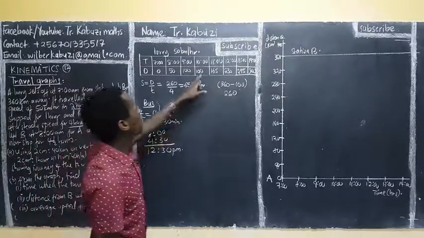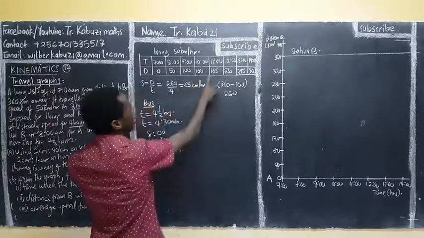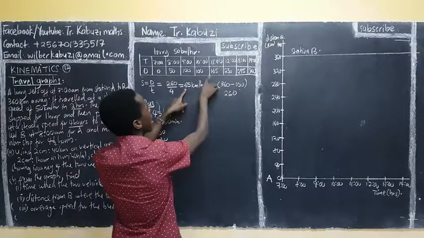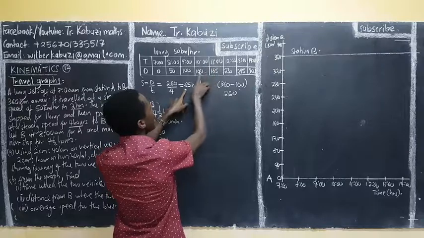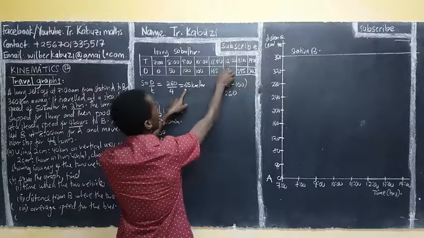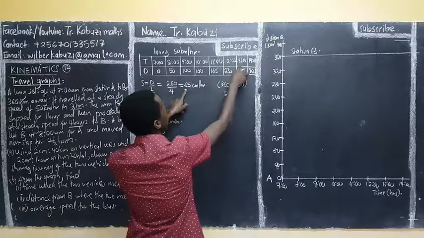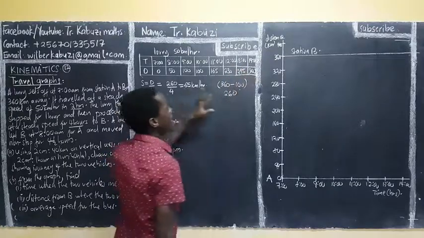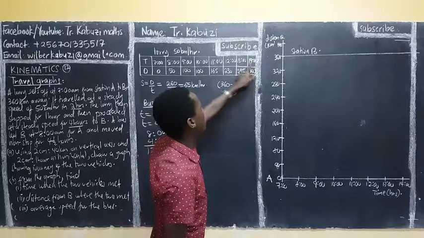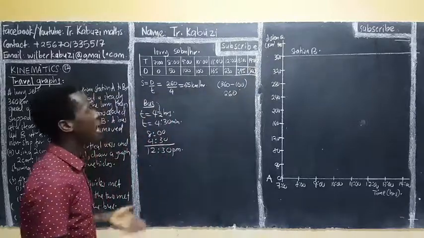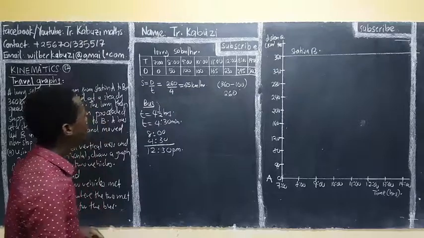So that's why from here I changed it. Now for every 1 hour, it covers 65. That's why after 1 hour, from 10 to 11, you add 65. From here, 1 hour, you add 65. From here, 1 hour, you add 65. From here, 1 hour, you add 65. It means it reached B at 14 hours, or 2 p.m.